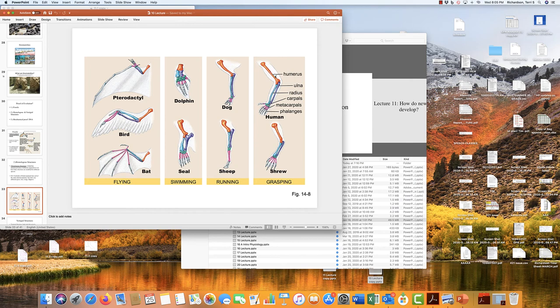You may have heard of these anatomy terms, but the idea behind homologous structures is, even though there are modifications here for that organism to best survive in its environment, the structure of the bones, the placement of the bones, is the same.